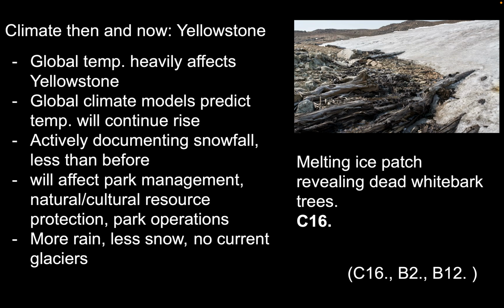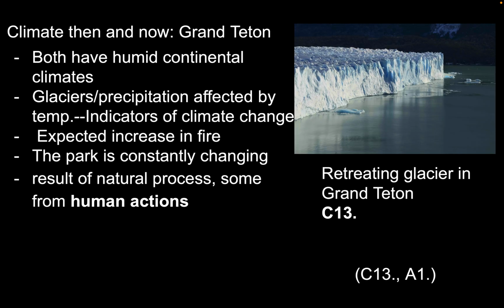In Figure C16, we can see the melting ice patches, which are revealing old, dead whitebark trees. The Teton Range is experiencing drier periods, which makes it more susceptible to fire, and right now glaciers are retreating as seen in Figure C13. Some of these changes are caused by natural forces, while others are caused by human interaction, according to Larson, Finkenbinder, and Abbott in Deglaciation and Post-Glacial Environmental Changes in the Teton Mountain Range.